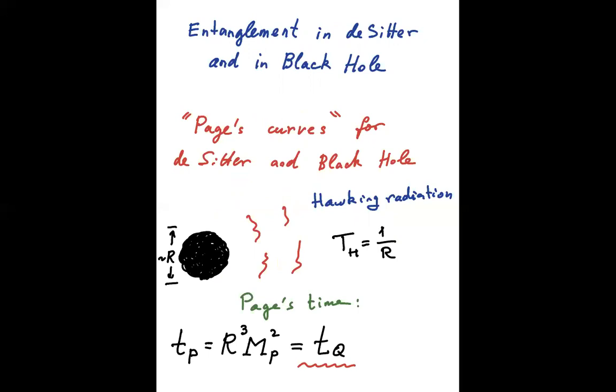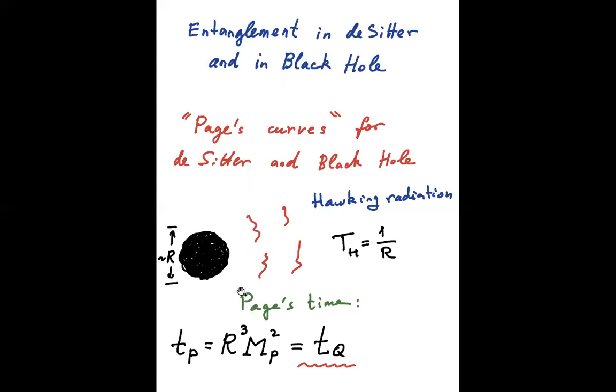this is okay for both black holes and de Sitter. This is something new, the aspect that I will discuss here. And it has to do with understanding entanglement and understanding the so-called Page's curve for de Sitter and black holes. Now, this concept of Page's curve, let me explain it. Probably you heard about it, but let me explain it.